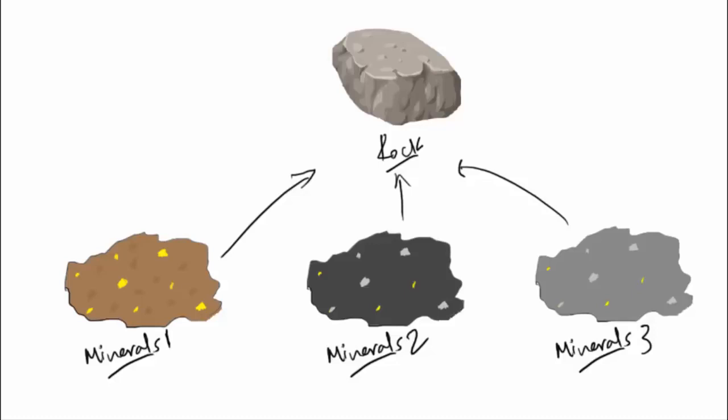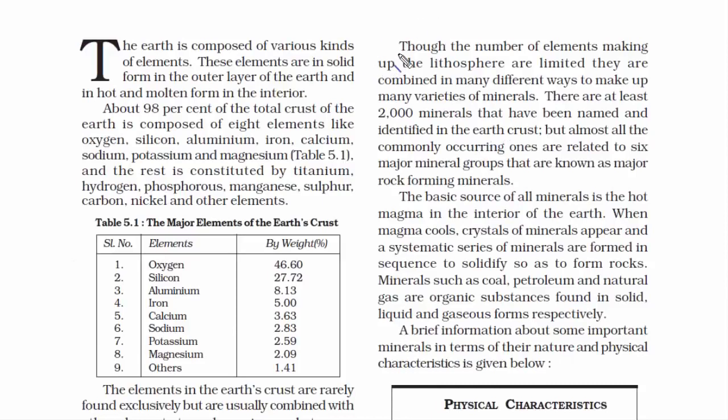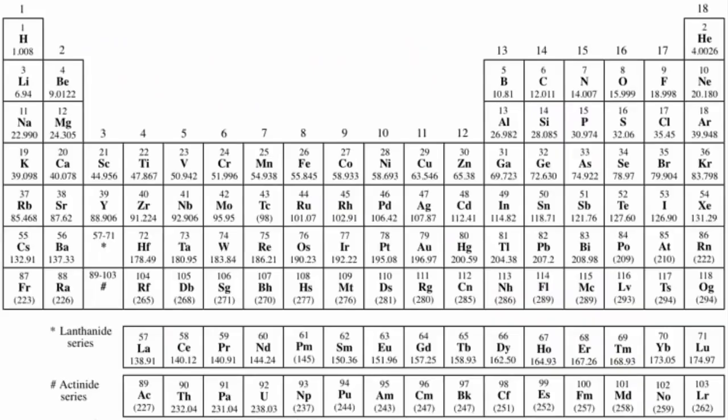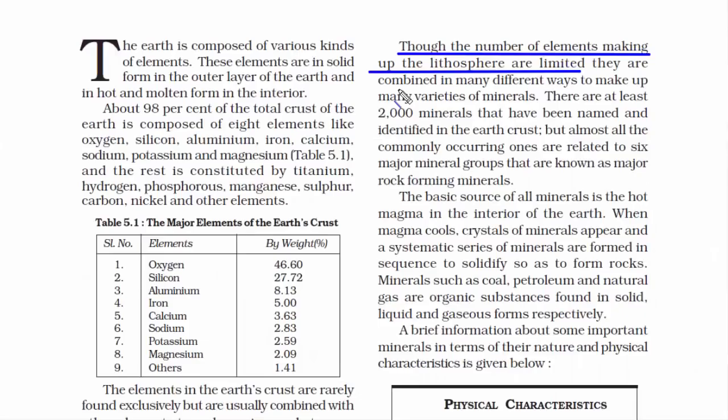Just remember this. Now, it is a known fact that Earth's lithosphere, that is the crust and upper mantle, consists of limited elements. That's why if you look at the periodic table, you'll find only these many elements. They're about 118 to 120, something like that. So the point is, we have limited elements. Now these limited elements combine in many different ways to form a variety of minerals.